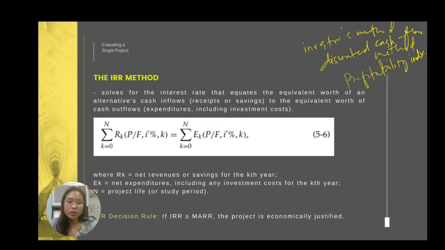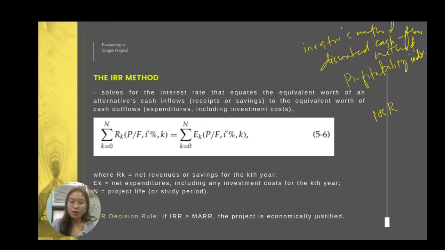So this method solves for the interest rate that equates the equivalent worth of an alternative's cash inflows, receipts, or savings to the equivalent worth of cash outflows. So may mga cash outflows, the expenditures, including investment costs. So the equivalent worth may be computed using any of the three methods discussed earlier. So the resultant interest rate is termed the IRR.